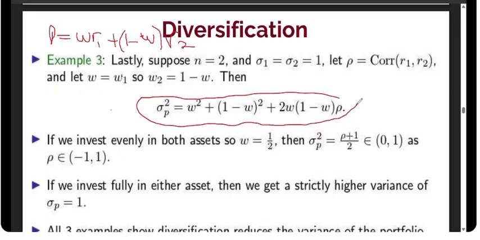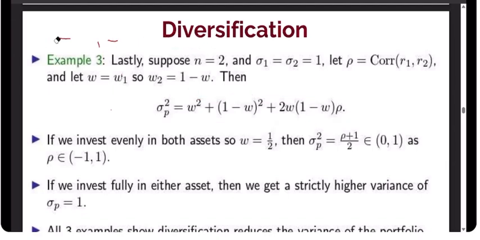But let me tell you about the situation where they are not related. This term is going to be off, because rho will be 0. That rho is the correlation. When correlation exists, the covariance exists. That's what it means.